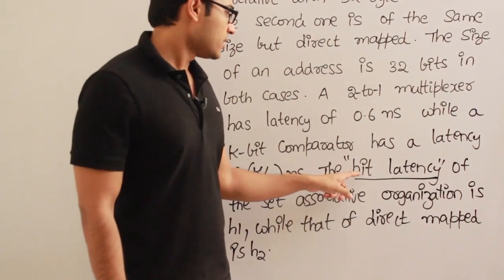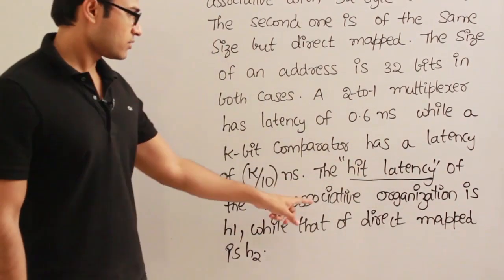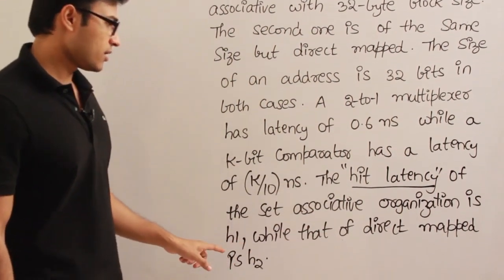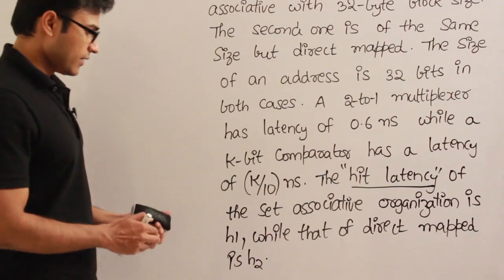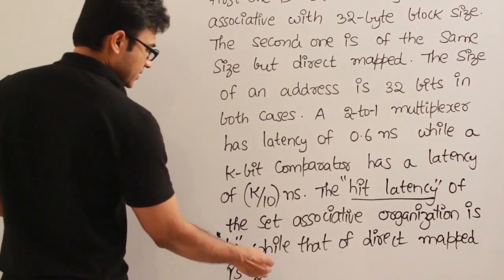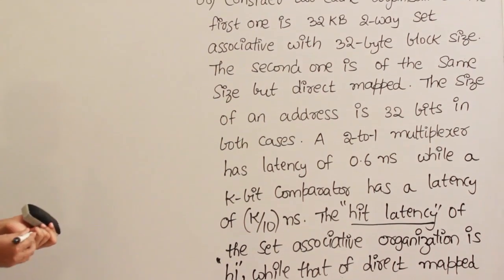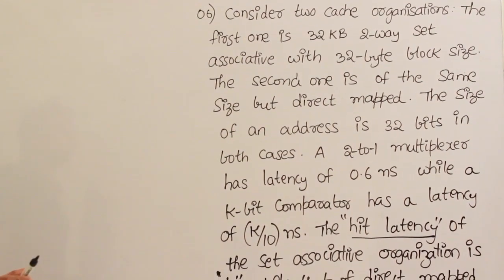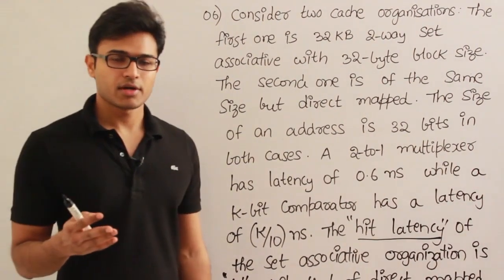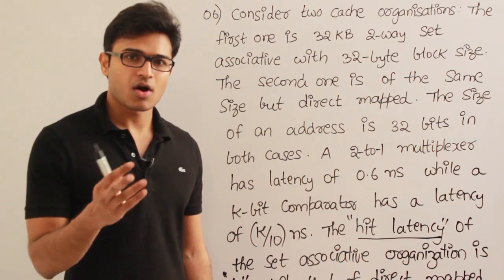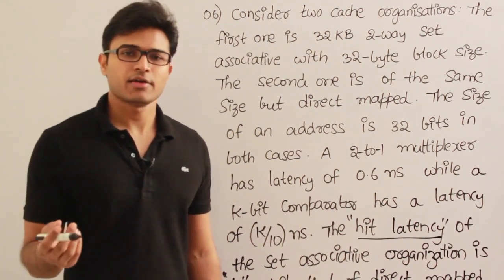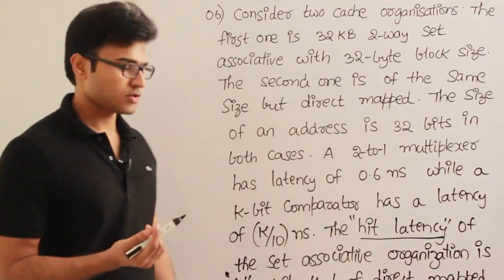And then the hit latency of the set associative organization is H1, while that of direct mapping is H2. Then they are asking what is the hit latency of set associative and then direct mapping. So in order to answer this question, you should really understand how the caching hardware works and what the various delays involved are in order to find out whether the required block is present in the cache or not.